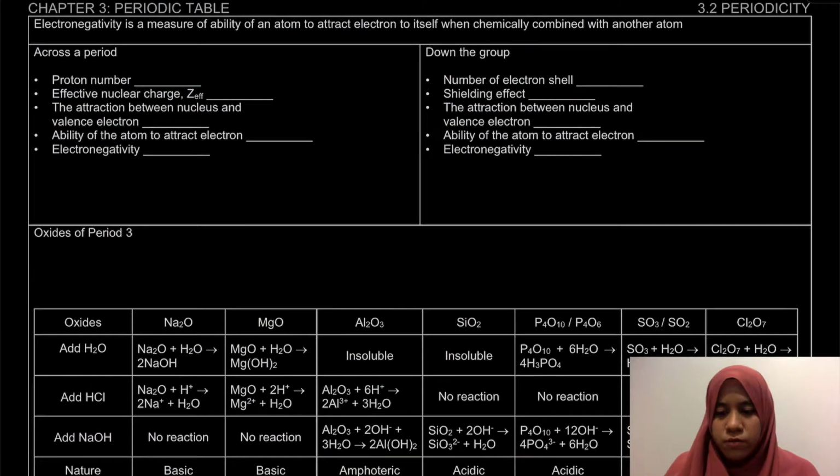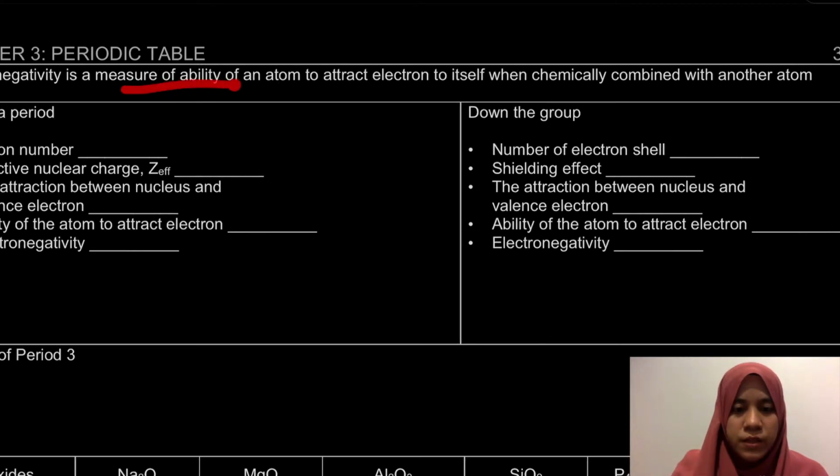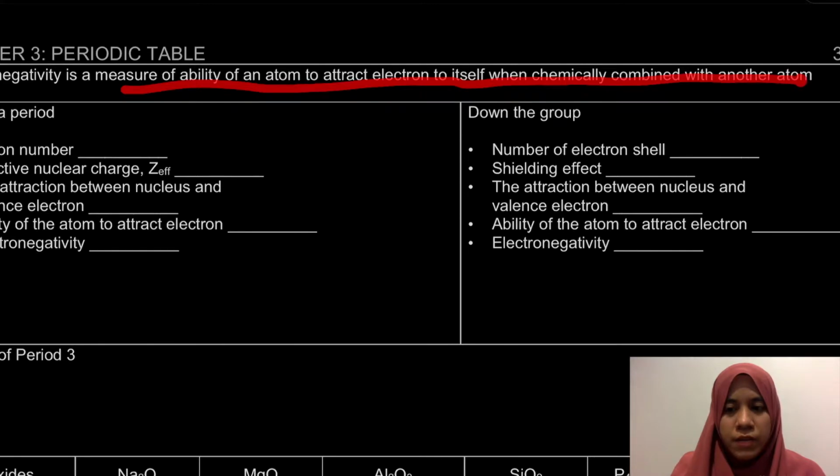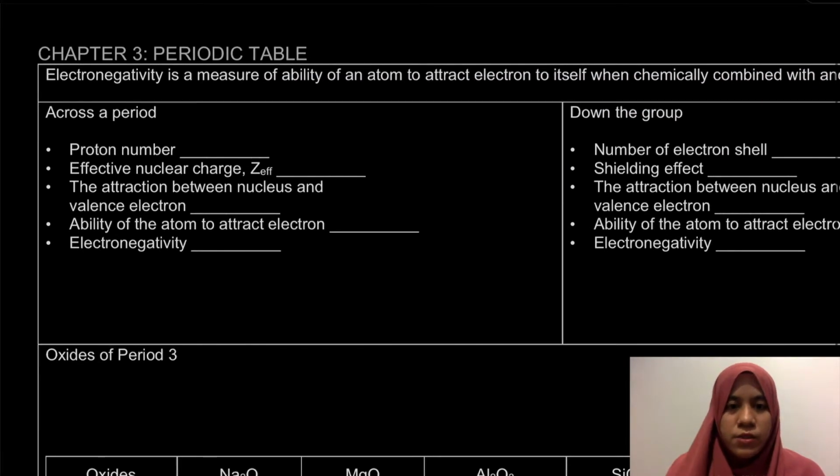Okay, 15. What is electronegativity? It is a measure of the ability of an atom to attract electrons to itself when chemically combined with another atom. Okay, so first, let's look at the case of across a period.